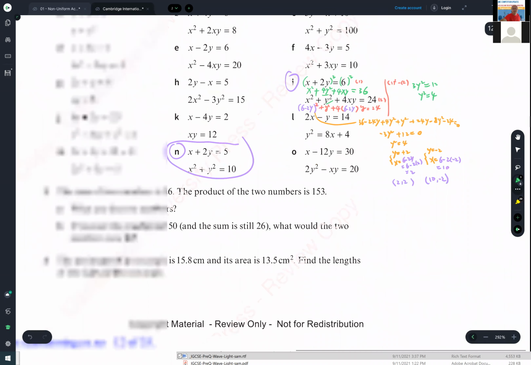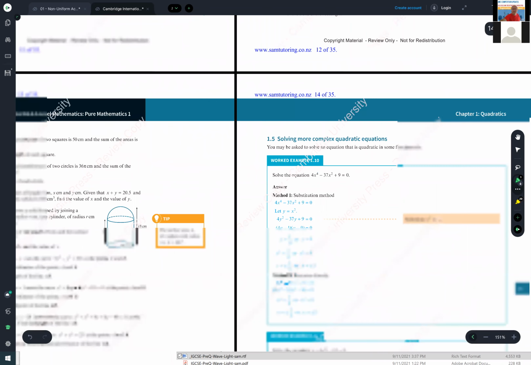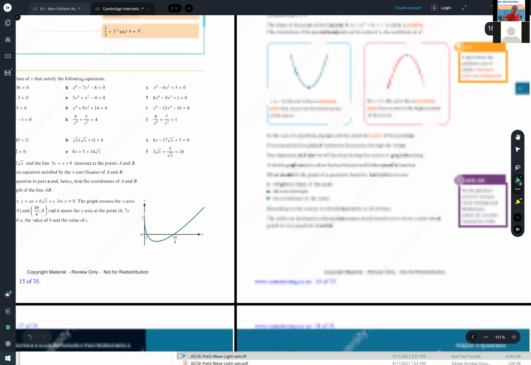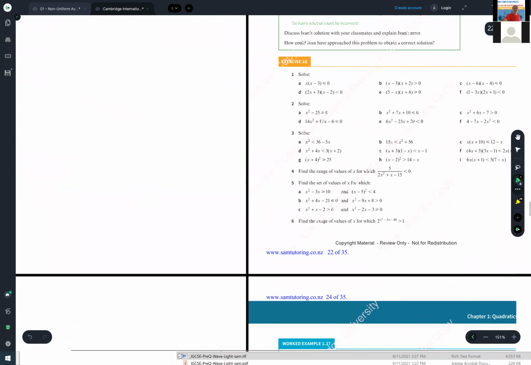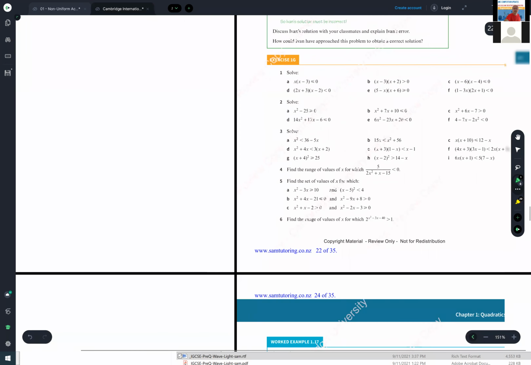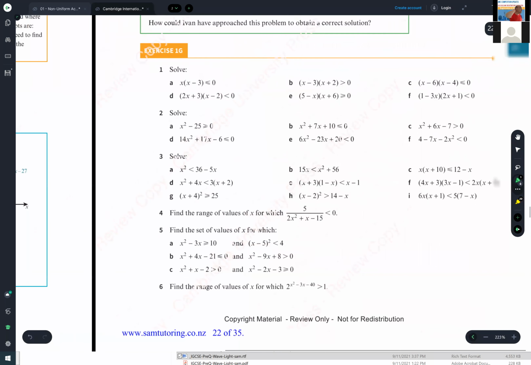Okay. Now we revise, because this group, I think we learned this. Some students learned this. Double check if you remember this. Inequality.